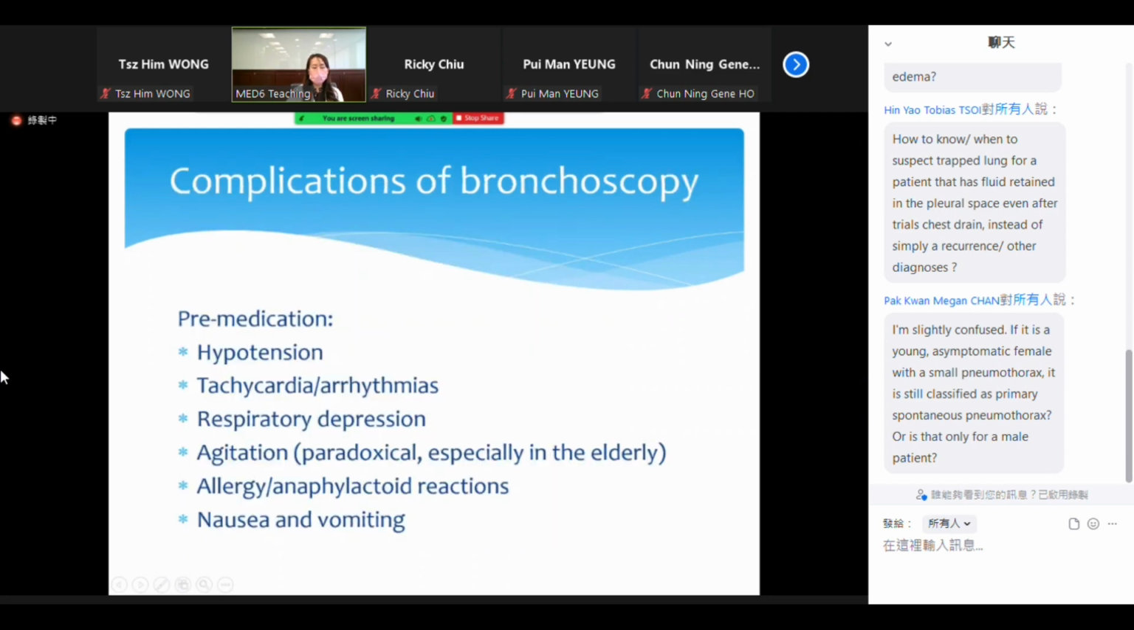So again, when you take consent, you have to explain to the patient the complications of bronchoscopy. Because this is under IV sedation, we will use fentanyl, that is an opioid, and also midazolam, that is a benzodiazepine, for IV sedation. There's risk of hypotension, respiratory depression, agitation, allergy, and vomiting. This is all because of the IV sedation drugs.